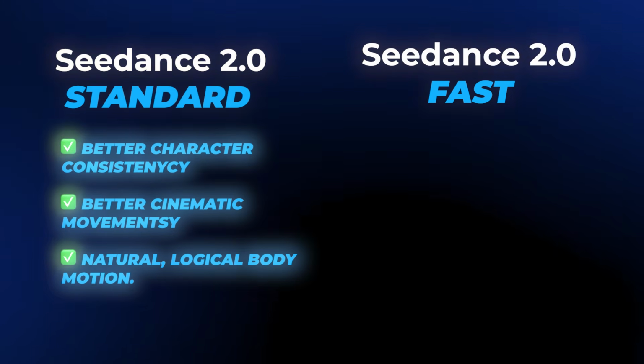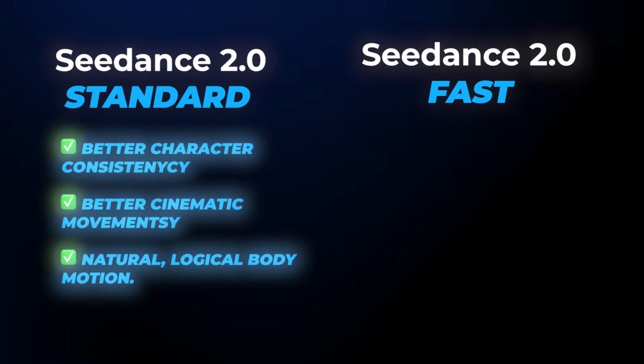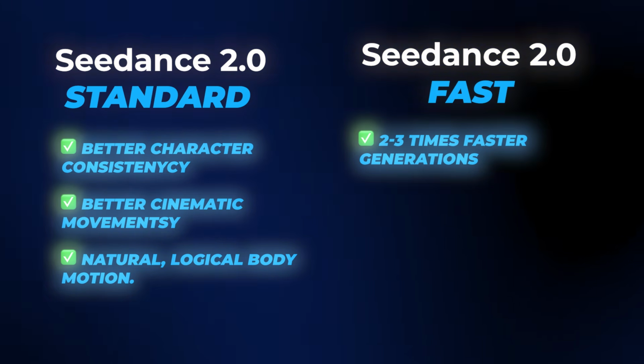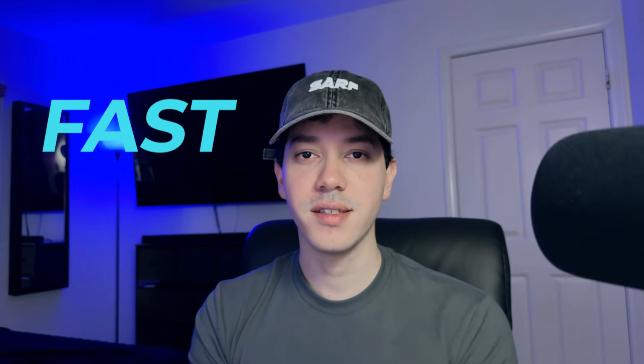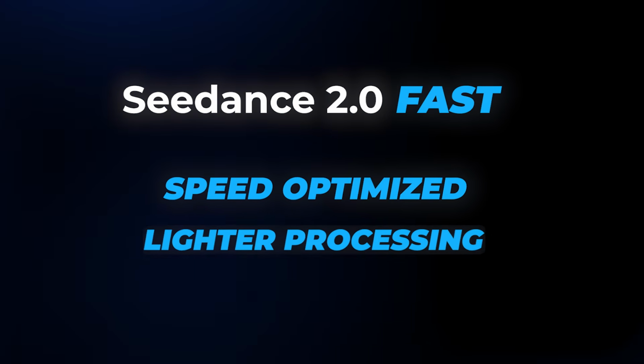So my final thoughts are that Seedance 2.0 offers improved cinematic movements, a stronger character consistency, and more natural, logical body motion. And Seedance 2.0 Fast is about 2 to 3 times faster, making it a solid option for quickly testing prompts. I used to think that Fast was better, like a premium model, but it turns out it's not. At a high level, this is what's going on. Seedance 2.0 provides maximum quality and deeper processing, and Seedance 2.0 Fast delivers a result that is speed optimized with lighter processing. That's it. But here's where it gets interesting.